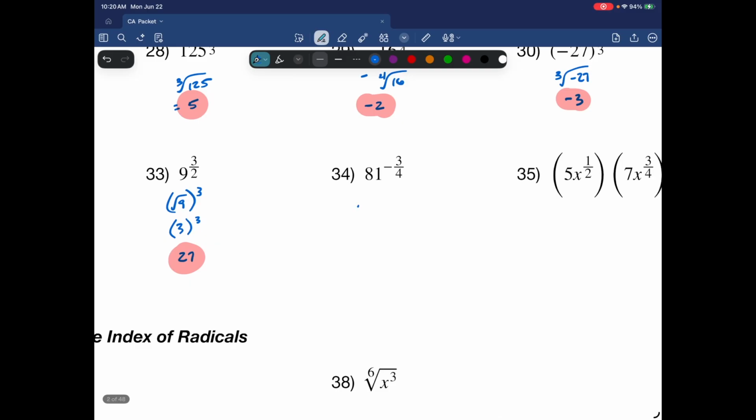The fourth root of 81. All right, and the fraction is negative, so that's going to be 1 over the fourth root of 81 cubed. The fourth root of 81 is 3, so this is going to be 1 over 3 cubed, which is 1 over 27.